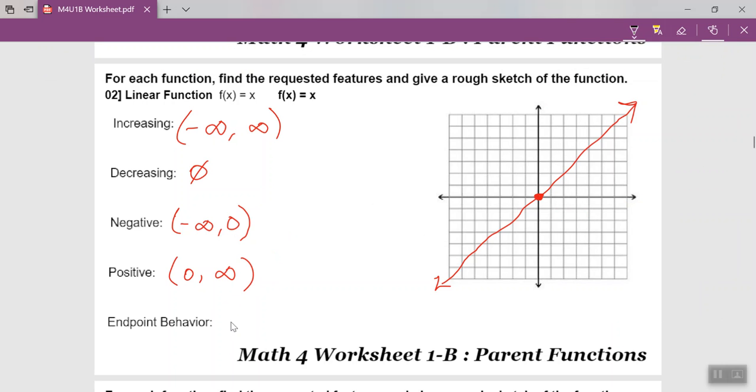And then the endpoint behavior, as x approaches negative infinity, y is going to approach negative infinity. And as x approaches positive infinity, then y is going to approach positive infinity. As x goes down, y goes down. As x goes up, y goes up.